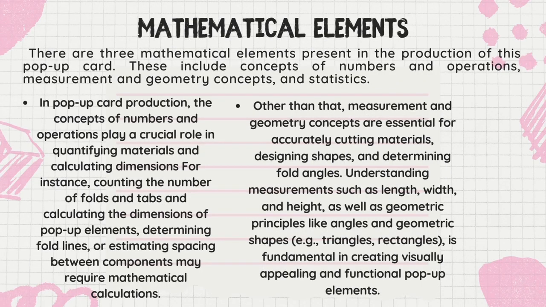There are three mathematical elements present in the production of this pop-up card. These include the concept of numbers and operations, measurement and geometry concepts, and statistics. In pop-up card production, the concept of numbers and operations plays a crucial role in quantifying materials and calculating dimensions. For instance, counting the number of folds and tabs, calculating the dimensions of pop-up elements, determining fold lines, or estimating spacing between components may require mathematical calculations.